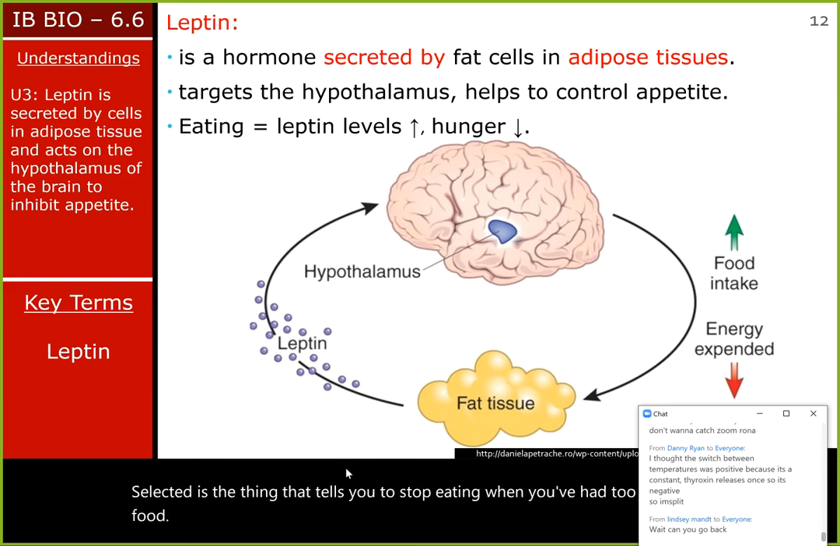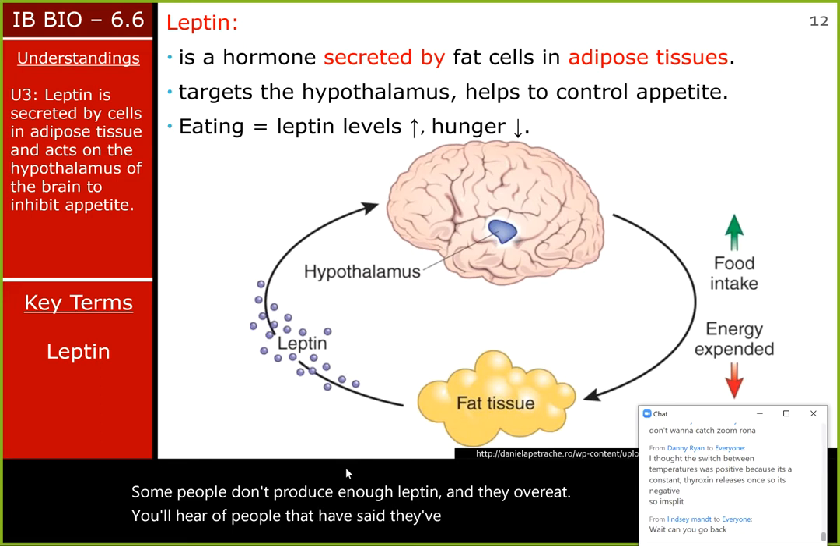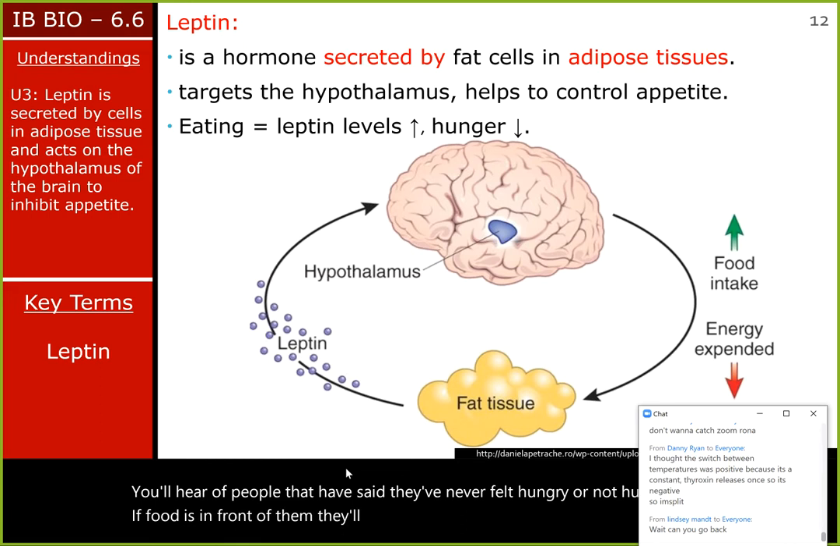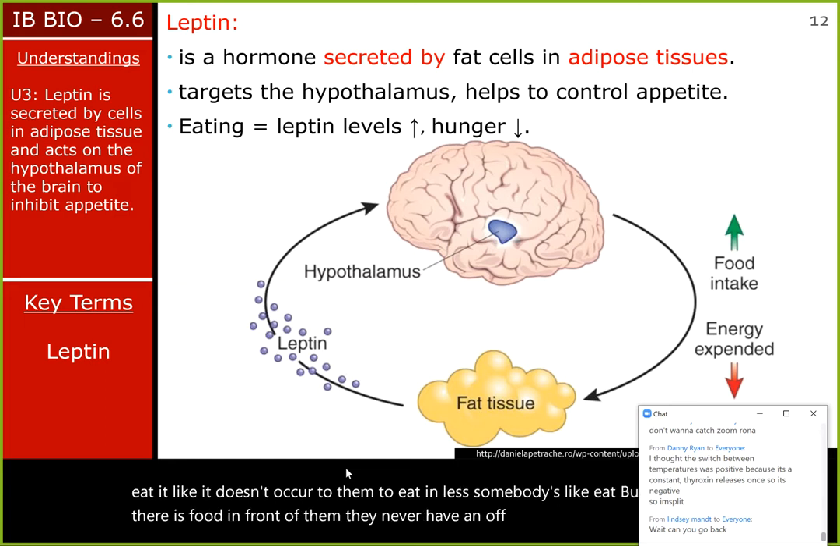Some people don't produce enough leptin and they overeat. You'll hear of people who say they've never felt hungry or not hungry. Like if food is in front of them, they'll eat it. But if it's not in front of them, they won't eat it. It doesn't occur to them to eat unless somebody says, eat. But then if there is food in front of them, they never have an off switch. They never have an I'm too full.